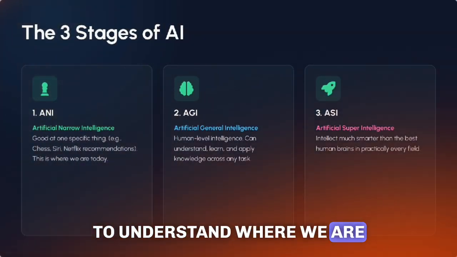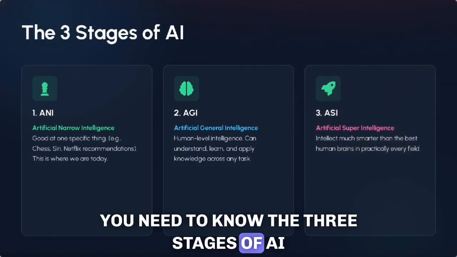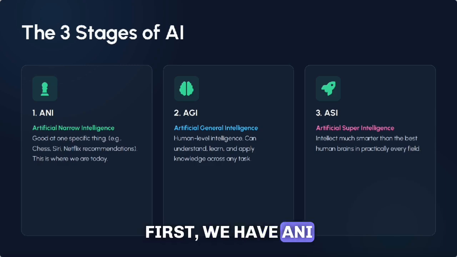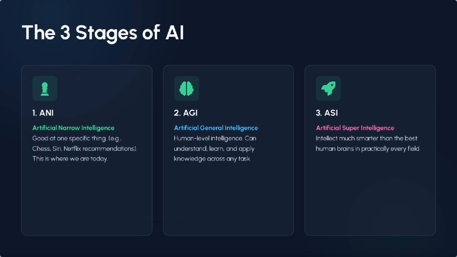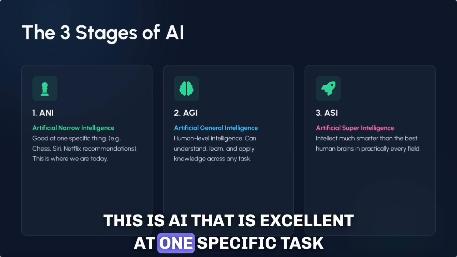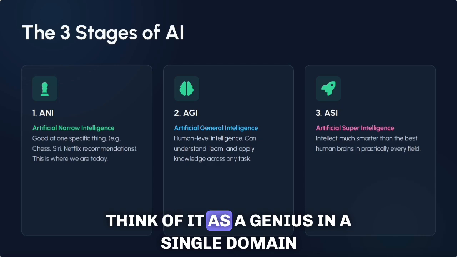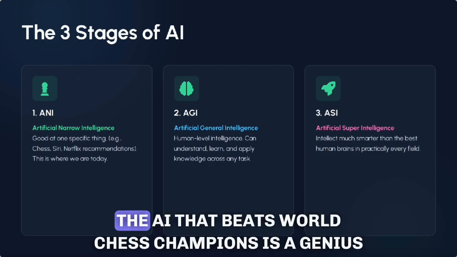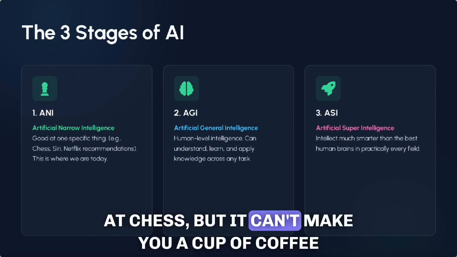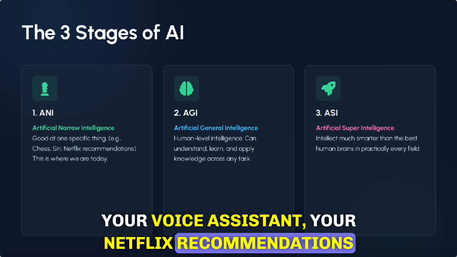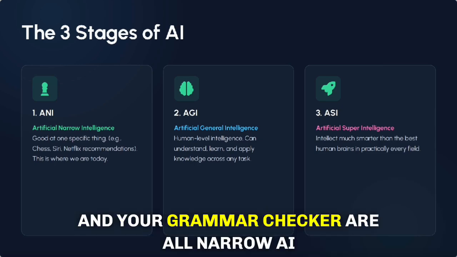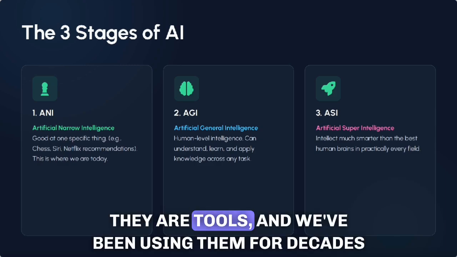To understand where we are, you need to know the three stages of AI. First, we have ANI, Artificial Narrow Intelligence. We are here today. This is AI that is excellent at one specific task. Think of it as a genius in a single domain. The AI that beats world chess champions is a genius at chess, but it can't make you a cup of coffee. Your voice assistant, your Netflix recommendations, and your grammar checker are all narrow AI. They are tools, and we've been using them for decades.